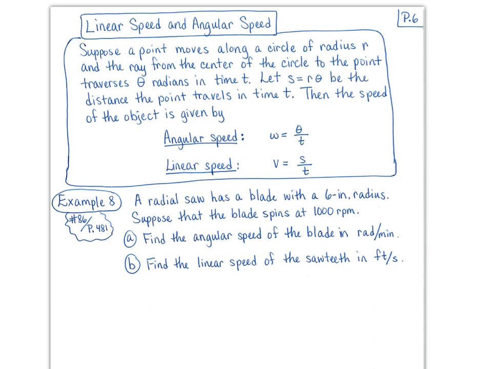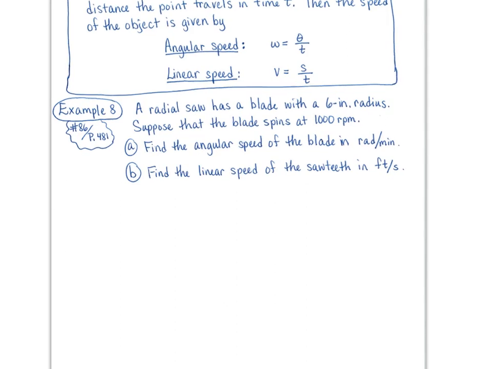Okay. So let's look at an example. A radial saw. Radial means it's what? A circle, right? A radial saw has a blade with a 6-inch radius. Suppose that the blade spins at 1,000 revolutions per minute. Okay? For part A, we want to find the angular speed of the blade in radians per minute.